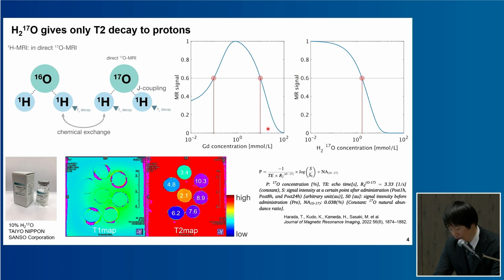The lower figure shows T1 maps and T2 maps obtained by imaging phantoms with different O17 concentrations. The T1 map shows no concentration-dependent change, while T2 shows concentration-dependent signal changes. And Dr. Harada of Hokkaido University reported in 2022 that O17 concentration can be easily estimated from the MR signals.